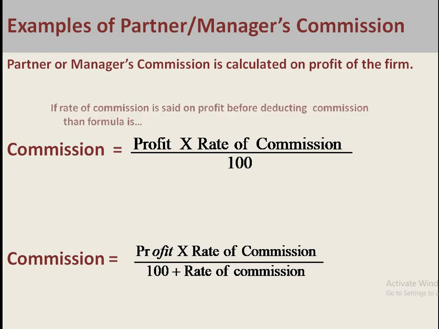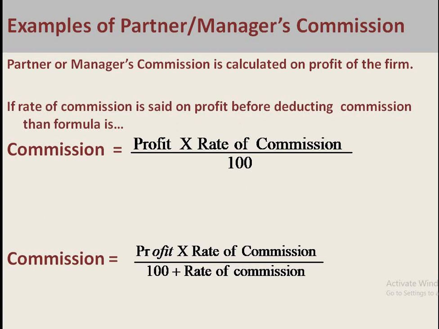Now, if the rate of commission is stated on profit, which profit? Before deducting commission. Then this is the formula for you: the profit of the firm into the rate of commission, 5%, 10%, whichever it says, into 100. Why 100? Because 10% is 10 upon 100, 5% is 5 upon 100. So this is very simple. Just check another formula.